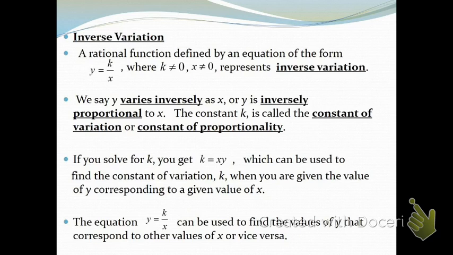All right, inverse variation. A rational function defined by the equation in the form y equals the constant divided by x. So we'd say y varies inversely with x. Okay? So look at this now. If you solve for k, it'd be k equals x times y. All right? So let's try it.